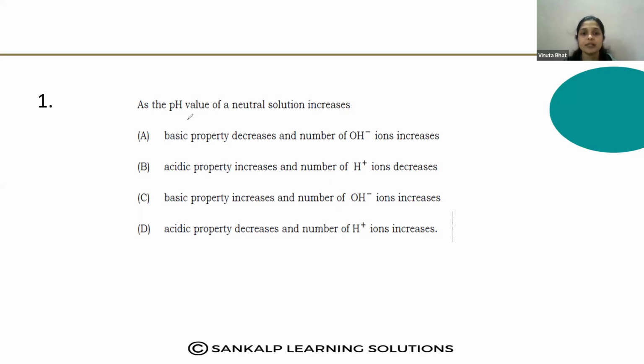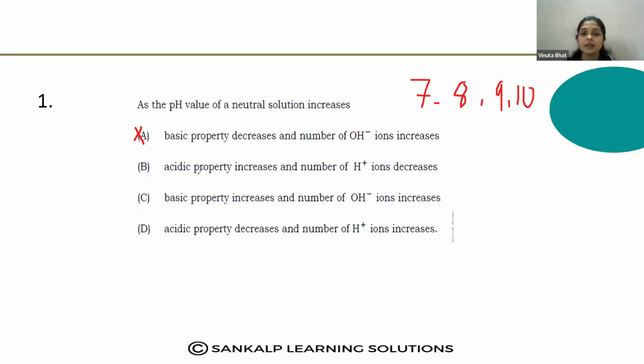Option A, pH value of neutral solution. The pH value of neutral solution, that is 7. So if the pH value increases, it may be 8, 9, 10 pH, right? So the solutions which have pH more than 7 are called basic solutions. So in option A, basic property decreases. No, basic property increases. So option A is the wrong one.